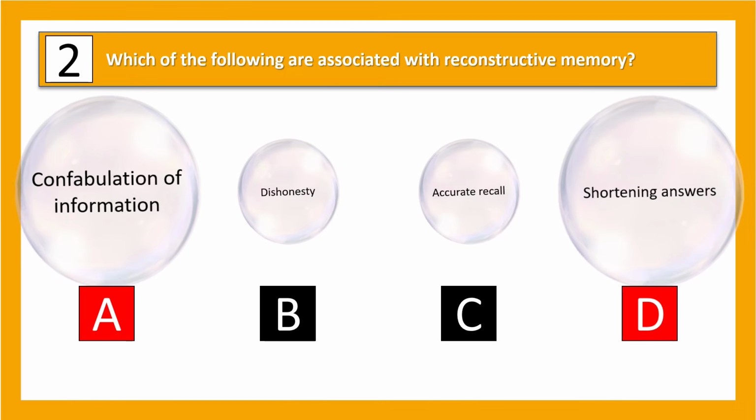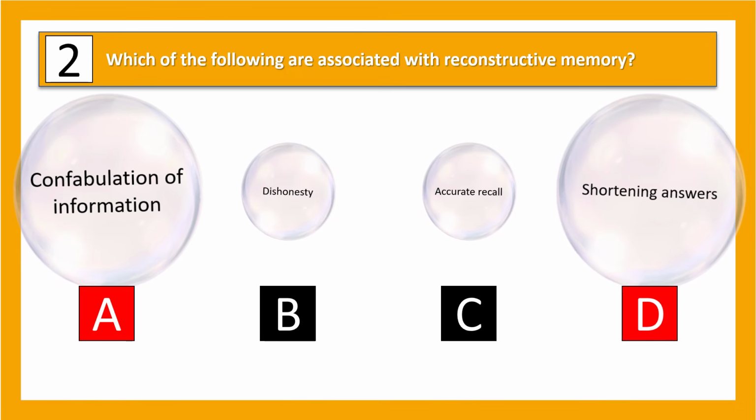Here are our answers. The correct answers are A, confabulation of information, which just means that when we try and reconstruct a memory of an event, let's say imagine we're an eyewitness to an incident, to make it make sense to us, we can fabulate information. We might add in bits that didn't happen, not out of maliciousness, just because that's the way our memory can play tricks on us. And D, shortening answers, we make it make sense to us. And if that means shortening answers and editing bits out, that's just what the memory does. And that's why we've got this big discussion about whether memory is accurate or not.